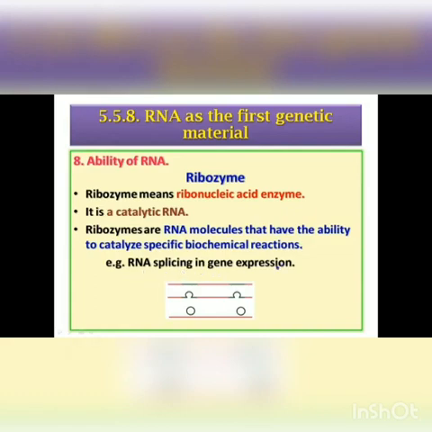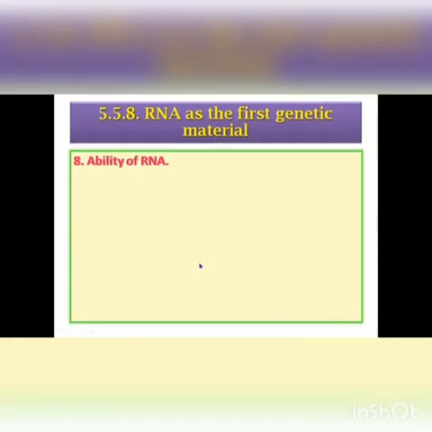Example, RNA splicing in gene expression. We see what is splicing. Take this picture as an mRNA. This mRNA has two regions: one is the intron, another one is the exon. Introns and exons are connected with the help of the ribozyme. This process is called splicing.